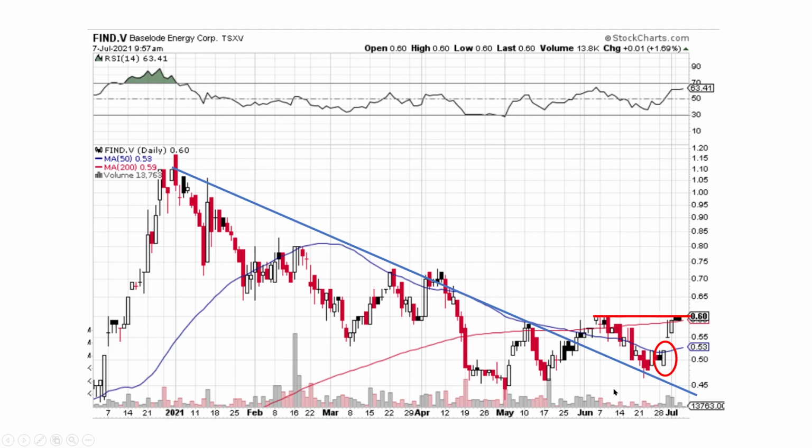Why didn't I buy in my personal account? I already own a lot of Baseload, a lot. So right here, we're about to enter into a new uptrend, which is great.